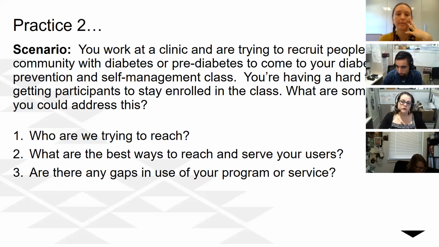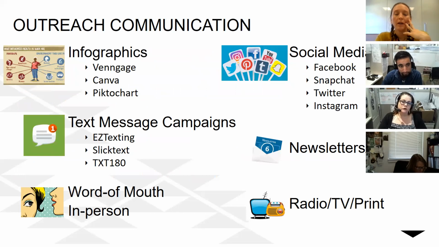Nice. Okay, so we're going to keep moving on. Outreach communication: there's a whole bunch of different ways to do this. Infographics, the ones listed here, I know that you can do free trials or free versions of those. They're not as extensive. They don't offer as many photos or templates, or you can pay for that. But those are pretty user-friendly ways to make a flyer and put nutrition information or physical activity information onto something that people can read and engage with easily.